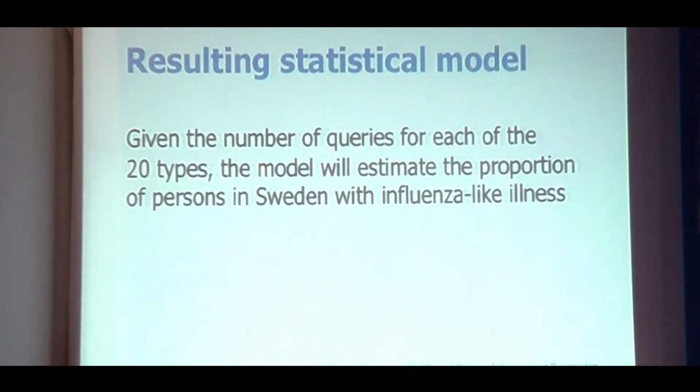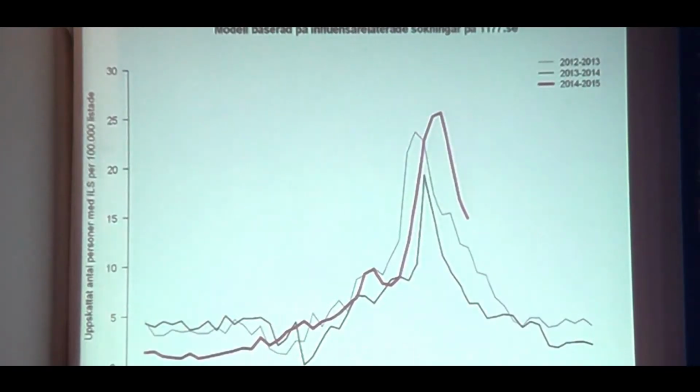So, the resulting model is that given the number of queries for each of these 20 types, we will have an estimation of the proportion of persons with influenza-like illness. So in that respect, this model is similar to Google Flu Trends, or why not the other way around? And this is what a graph looks like.